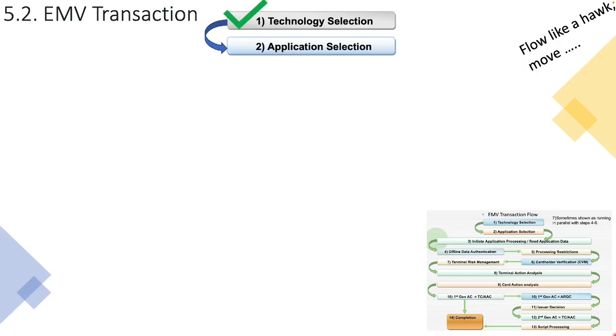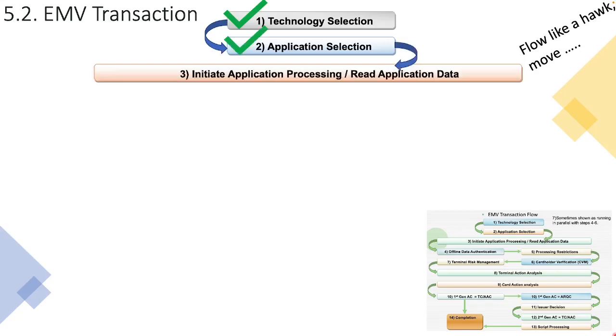Then the card and the terminal start to exchange some information and, with Bob's input, decide that for this transaction we are going to be using the primary application on the card, which is Bob's credit card. Okay, so that is selected. Once the application is selected, the terminal and the application have a conversation and exchange some meaningful data with one another.